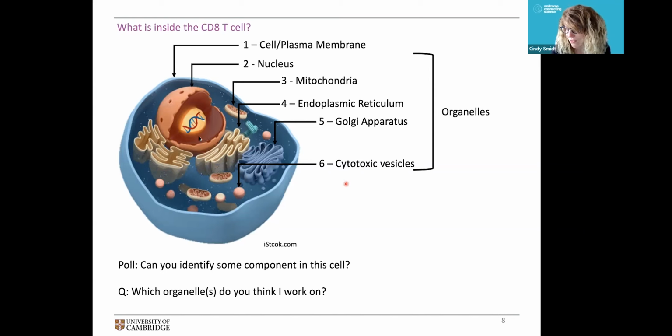Okay, so we've got all of our results in. Let me share the results. So we've got, do you work with cytotoxic vesicles? Not directly. Do you work with the nucleus? No. Do you work with the mitochondria? Yes. And do you work with the endoplasmic reticulum? Yes. And the Golgi apparatus? Not really. So 3 people got that somewhat right. So well done. Perfect. So basically I work here with the mitochondria and the endoplasmic reticulum.